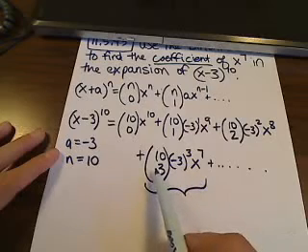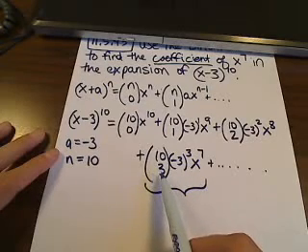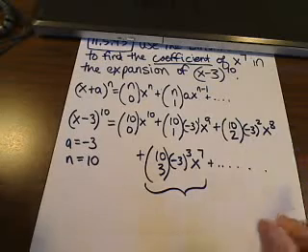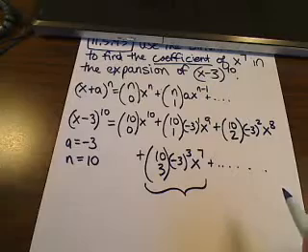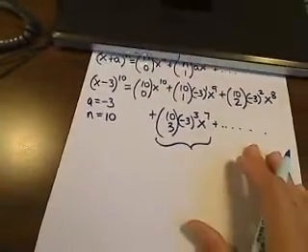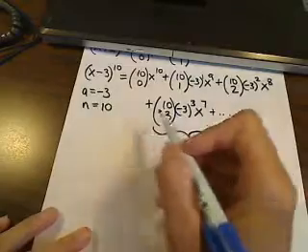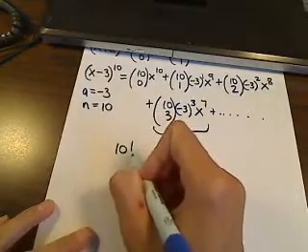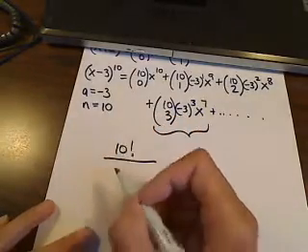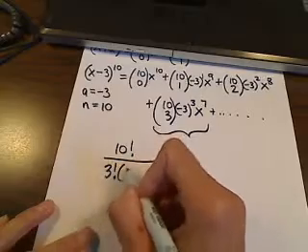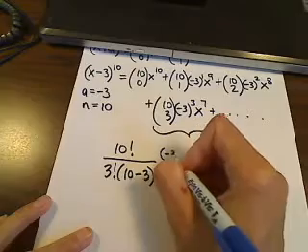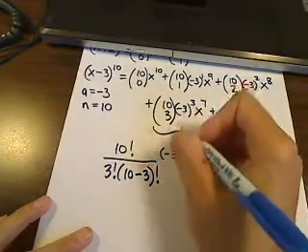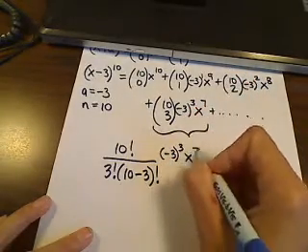So this right here is a combination, and you could use Pascal's triangle to get this number, but you would have to expand Pascal's triangle pretty far out to the number 10. So I think I'll just use a combination there instead. The combination 10 things taken 3 at a time is 10 factorial over 3 factorial times (10 minus 3) factorial. And that's times -3 to the 3rd. That's this right there. And then we have x to the 7th.